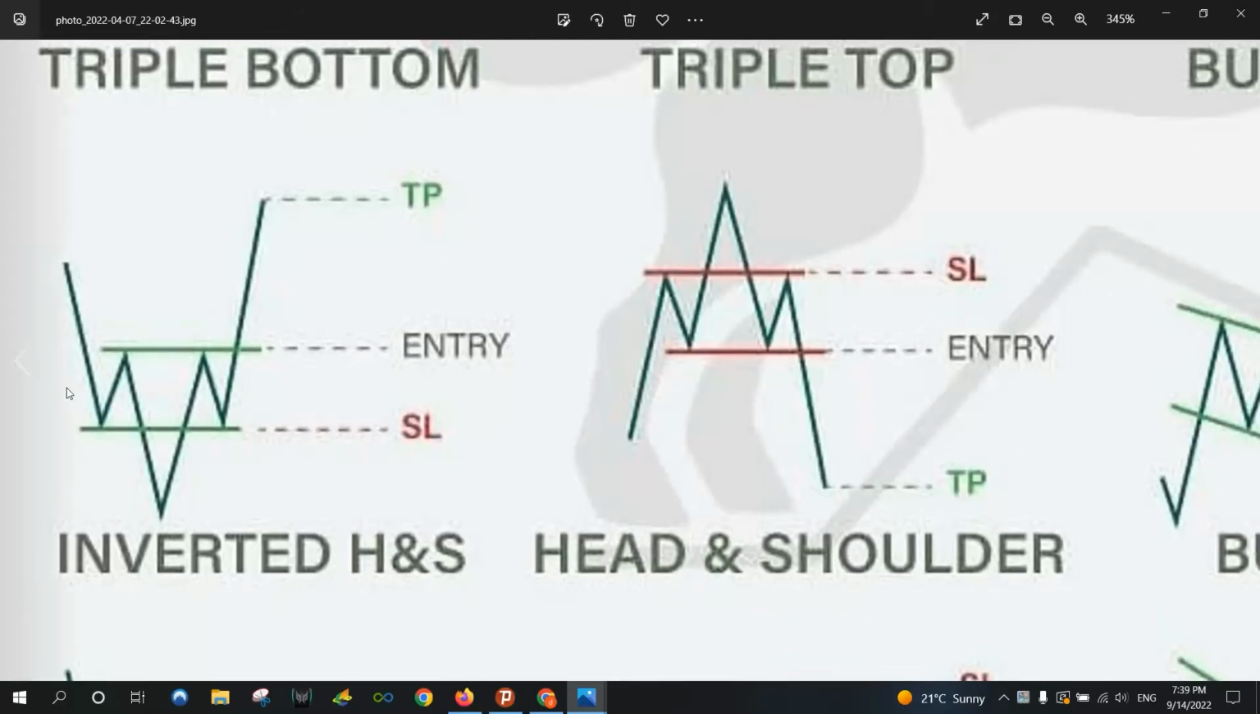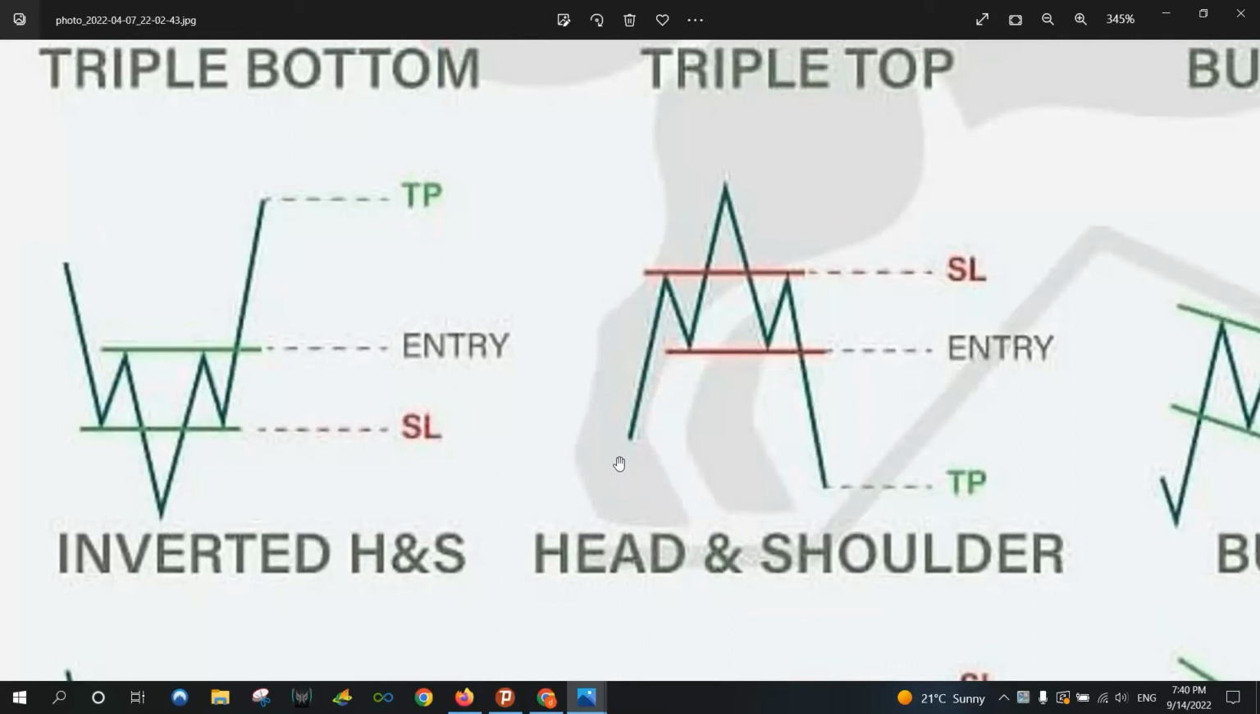This is the left shoulder, this is the head, this is the right shoulder, okay? So the moment that price breaks the neckline, you enter in the market, stop loss below the right shoulder, and your TP, this distance is equal to this distance. So your TP is already known, yeah?